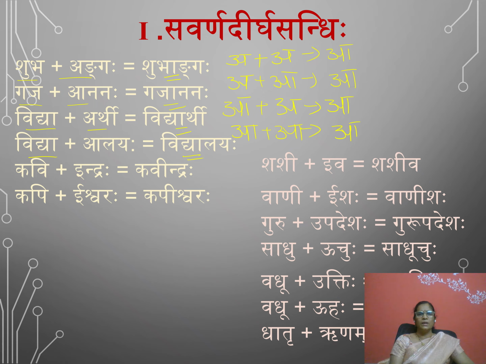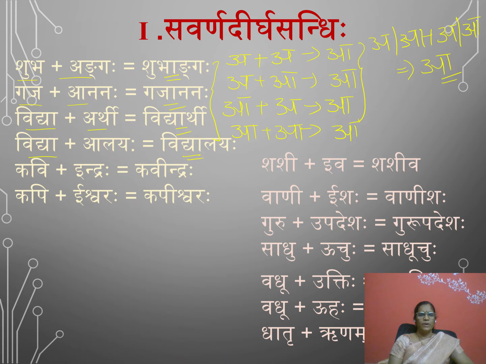By observing all these 4, what did you understand? Here, either short or long A with short or long A, by adding these we are getting A only. Okay, understood? By adding these two, either short or long A, we are getting Dirgham A only.